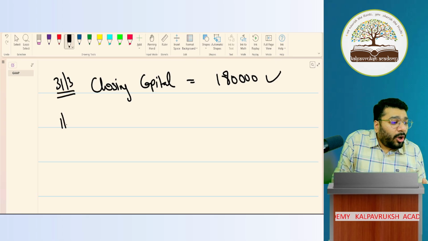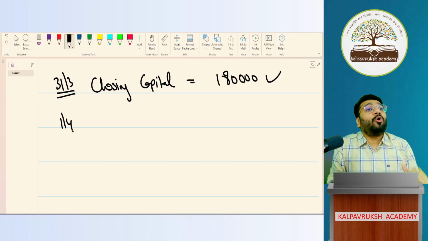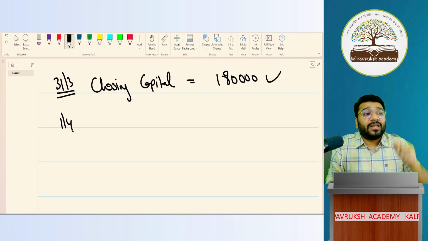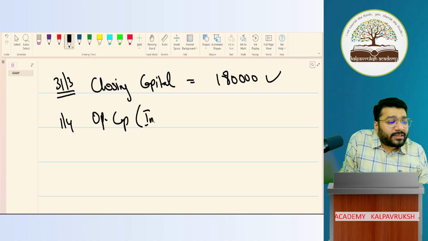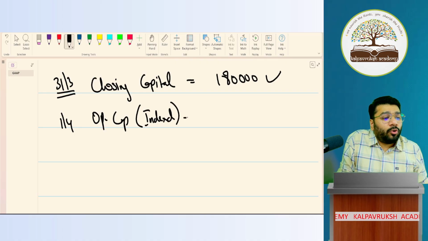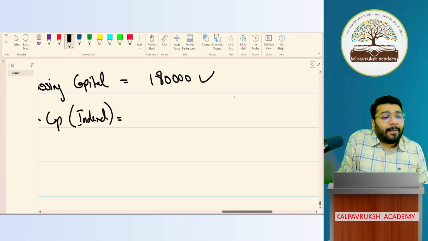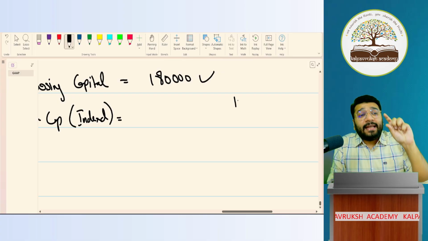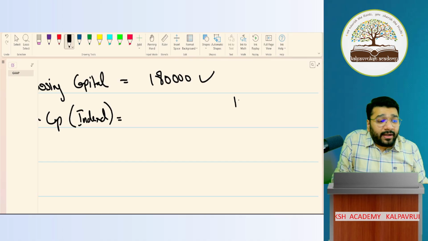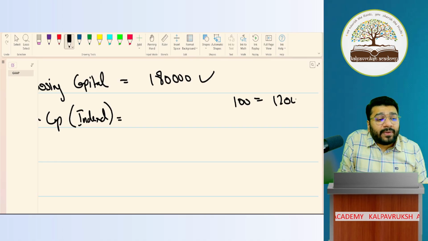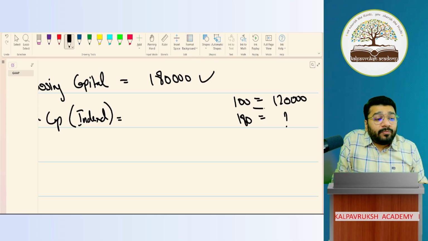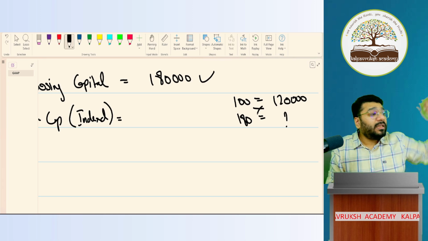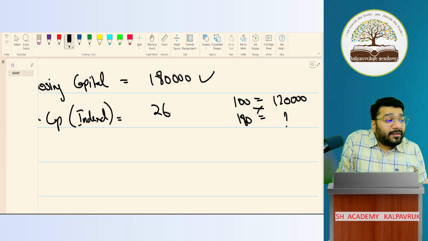I want, on 1 April of the next year, how much should be the opening capital considering the inflation? This opening capital is called the indexed opening capital. When the inflation index point was 100, what was my opening capital? 1,20,000. Now my inflation index is 180. How much should be my proportionate opening capital to run the business? 2,16,000. Oh my God.